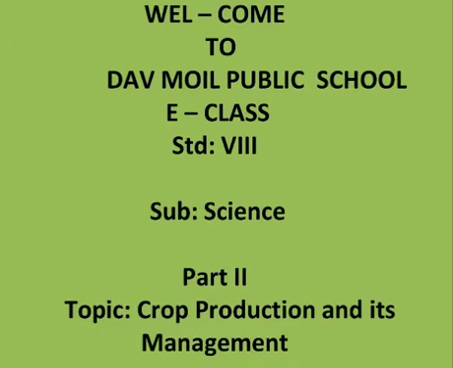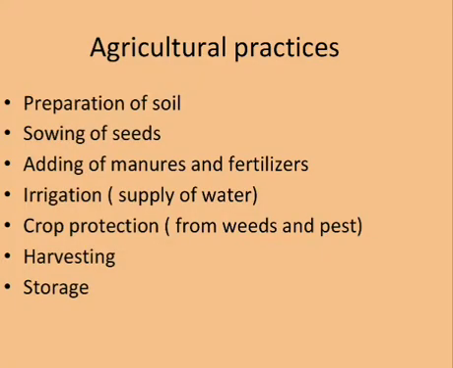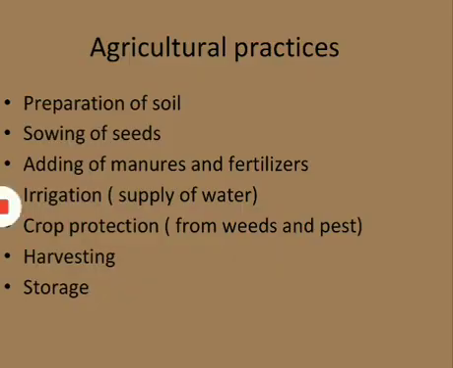Today, we are going to start the session for class 8th. Our topic is crop production and its management. In this chapter, we are going to learn agricultural practices. In the previous period, we have learned preparation of soil, sowing of seed, addition of manure and fertilizer. In this session, we will learn in detail about manure and fertilizer. Then we will learn about irrigation, then crop protection, then harvesting and storage.